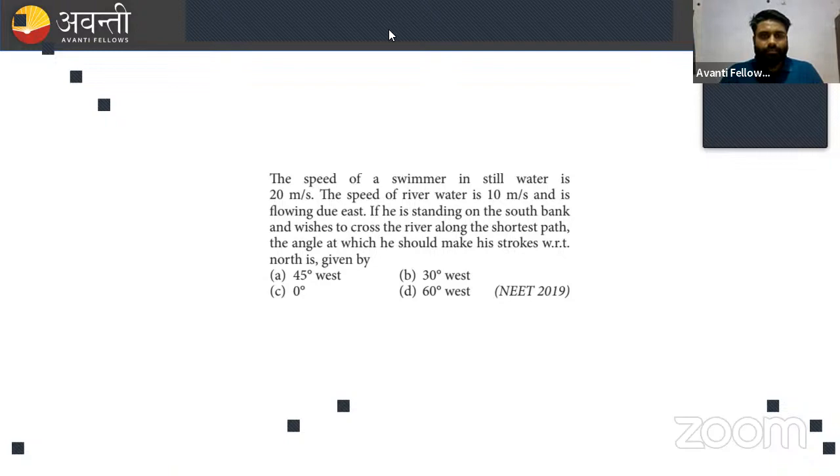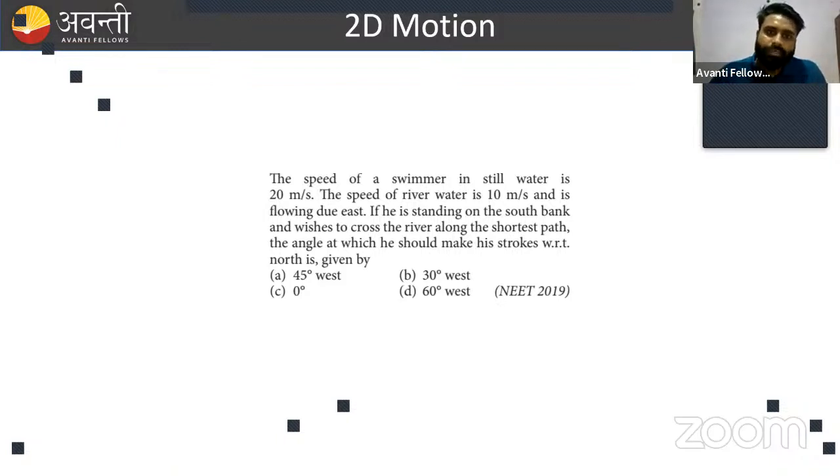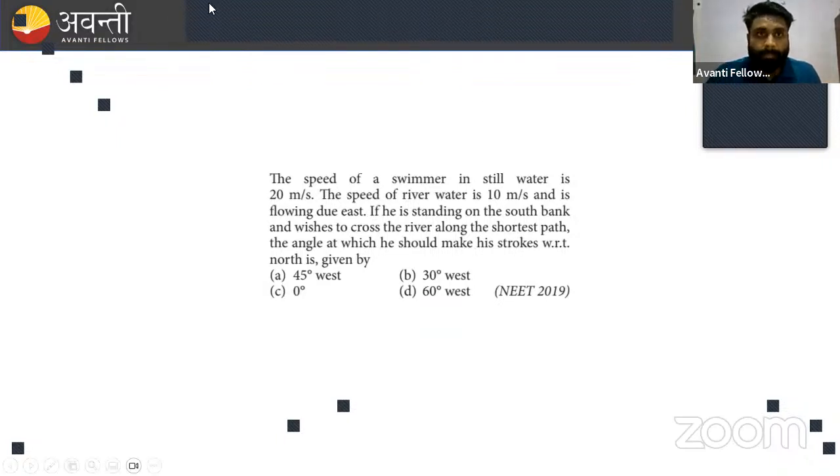You can write it. The speed of a swimmer in still water is 20 meter per second, and the speed of the river water is 10 meter per second, and is flowing due east. If he is standing on the south bank and wishes to cross the river along the shortest path, the angle at which he should make his strokes with respect to north is given by. Just give me 30 seconds.